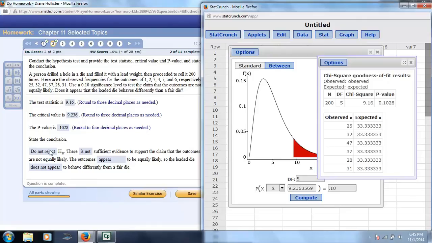Now remember, in a goodness of fit test, your null hypothesis is that it is a good fit, and the alternative hypothesis is that it's not a good fit. In other words, in this case, they appear to be equally likely. The loaded die doesn't appear to have any difference in behavior from the fair die.